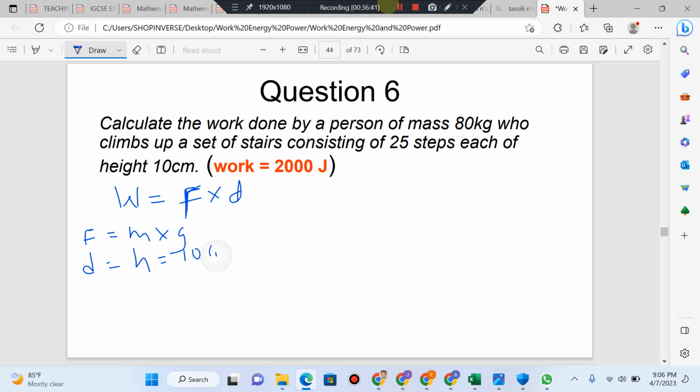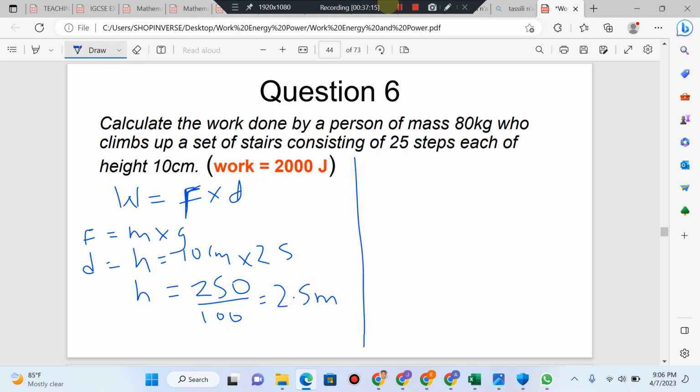The distance is equal to the height, which is 10 centimeters times 25. You took 25 steps each of 10 cm. So we multiply 10 cm by 25. Okay, that means the height is equal to 10 times 25 will give us 250, right? Centimeters, 250 centimeters. Convert to meter. When you want to convert to meter, you divide by 100. And if you divide 250 by 100, you get 2.5 meters.